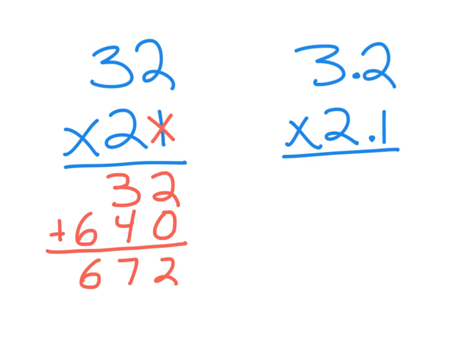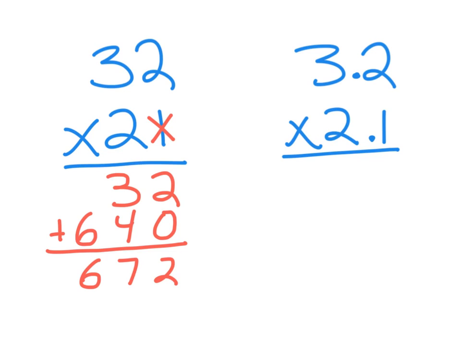Now, instead of 32 times 21, I have 3 and 2/10 times 2 and 1/10. What's really cool about multiplying with decimals is I'm going to pretend like they're not there. I'm going to ignore them to start. I'm going to multiply exactly the same way I did, and you'll see how exact it is.